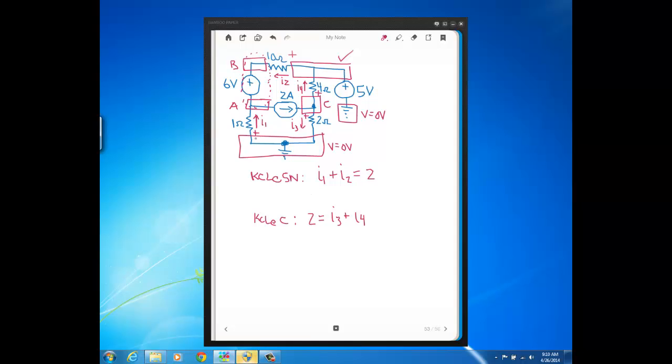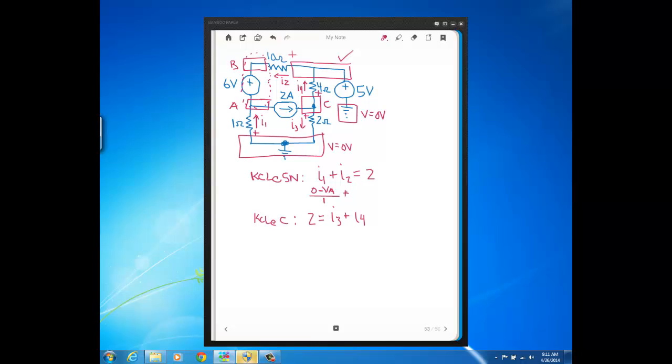Starting with I1, notice I1 is going up like this from ground to node A. So I1 is going to be 0 minus VA, because you always start with the voltage on the higher voltage end through the resistor. The current goes through the resistor from the higher voltage end to the lower, so we start at the higher voltage end, which is ground, so it's 0 minus the voltage VA. Then that's divided by 1.